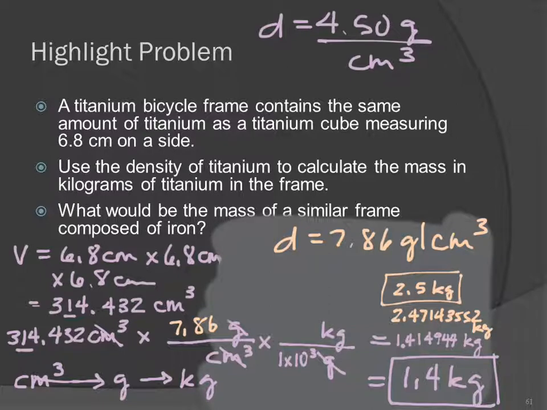You see why they make bicycles out of titanium? The really, really expensive ones? Titanium has a much lower density than iron, and so you can have a metal object of the same size, the same volume, but it's going to weigh a lot less. Any questions?